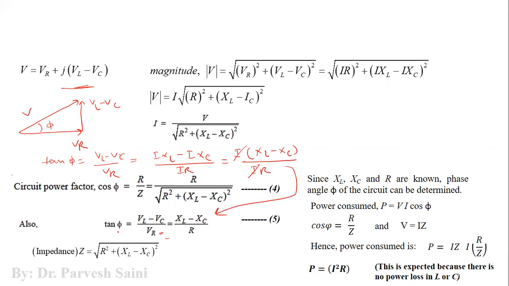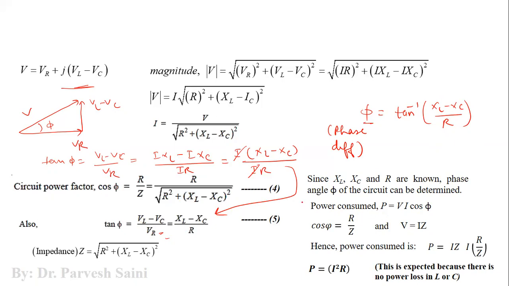So from here, phi is equal to, now phi is the phase difference, which is equal to tan inverse of XL minus XC divided by R, right? In this, we know XL is known, XC is known, and R is known, and we can find out this phi, basically. Power factor can be obtained.